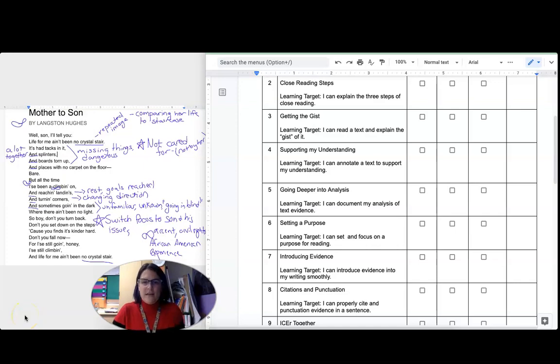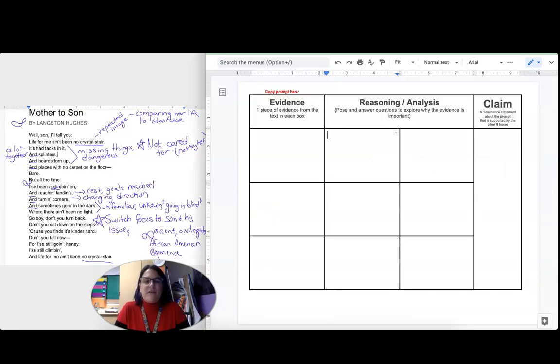Hi folks, we are here to talk about lesson 5, going deeper into analysis, talking about analyzing evidence. Our learning target is that I can document my analysis of text evidence. We are going to do that by using something that looks very familiar, our ERC organizer, and we're really going to dig into this reasoning analysis section. We are going to use our mother to son annotations that we used as our evidence.